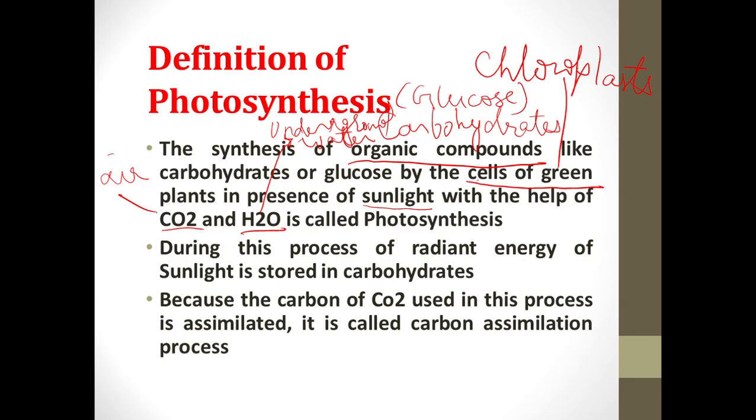So again, going deeply into the definition, synthesis of organic compound means synthesis of glucose by the cells of green plants. Cells of green plants mean chloroplast, in the presence of sunlight with the help of CO2. From where plants are getting CO2? From air. And from water they are getting? From the roots through the underground water that is present inside the soil is called photosynthesis. So this is the explanation of this definition. What is photosynthesis? Simple: synthesis of organic compounds by the cells of chloroplast in presence of sunlight with the help of CO2 and H2O is called photosynthesis.